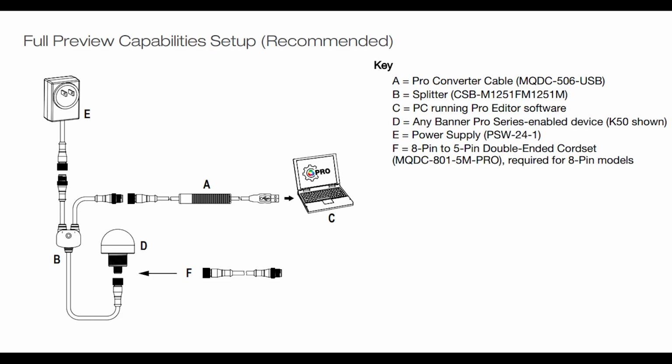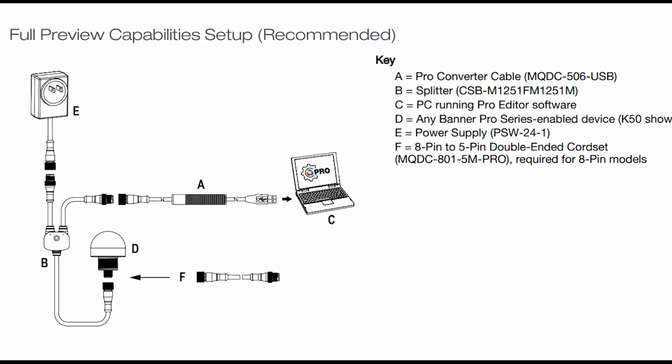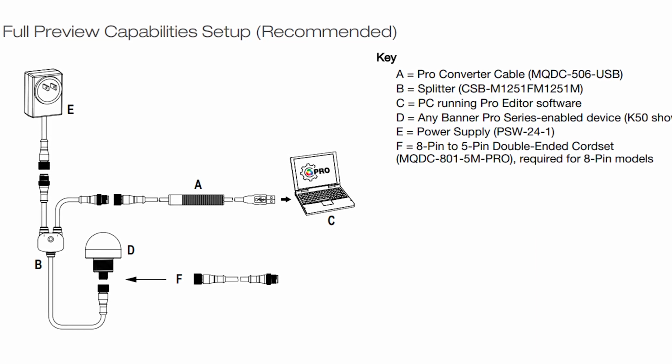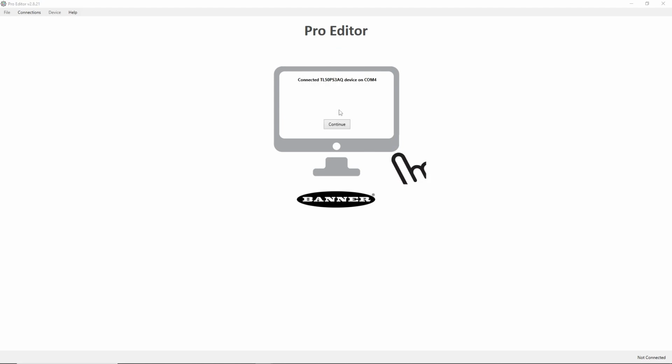Welcome to the Pro Editor Software Connection Troubleshooting Guide. The first step in connecting a Pro-enabled light to a Windows PC is to follow the diagram in the datasheet. Plug the Pro Editor cable into a USB port on your Windows PC and hit connect.